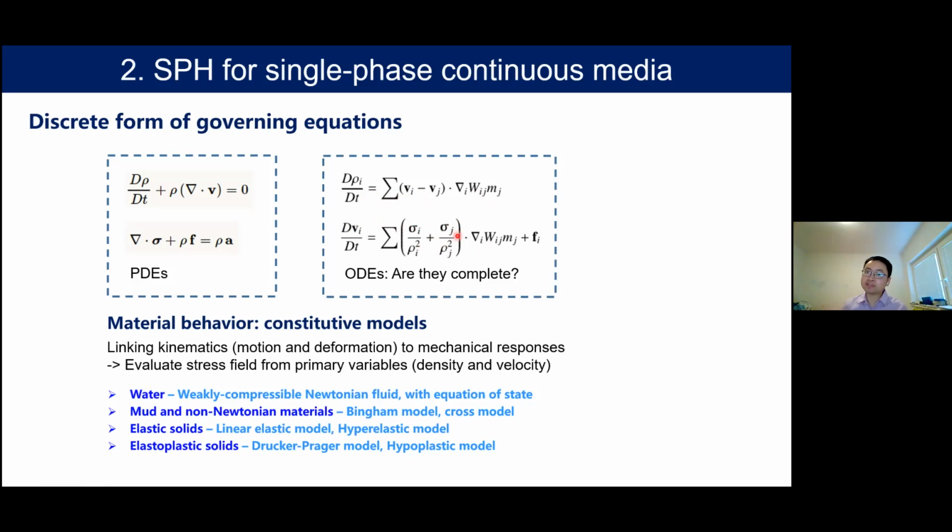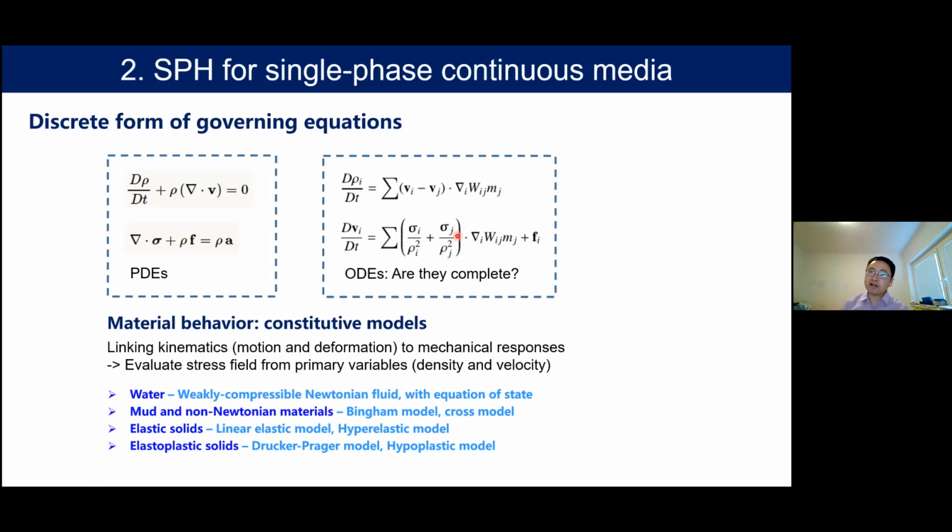But are they complete? No, because these are only the governing equations. We also need to consider the material behavior using constitutive models. So the constitutive models are used to link the kinematics, which is the motion and deformation, to mechanical responses, that is, the stress field.